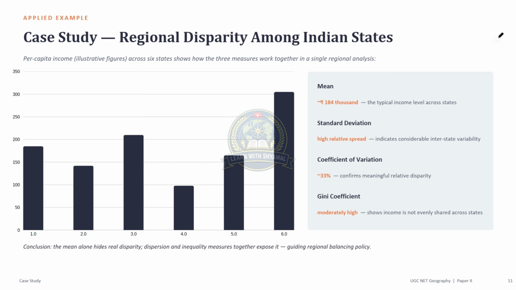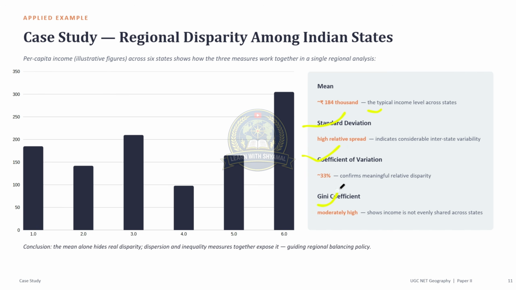Case study: regional disparity among Indian states. Per capita income across 6 states shows how the 3 measures work together in a single regional analysis. Mean 184,000: the typical income level across states. Standard deviation, high relative spread, indicates considerable interstate variability. Coefficient of variation 33% confirms meaningful relative disparity.